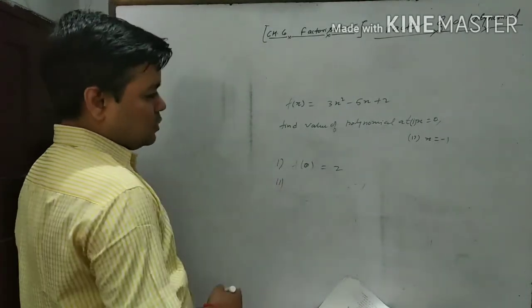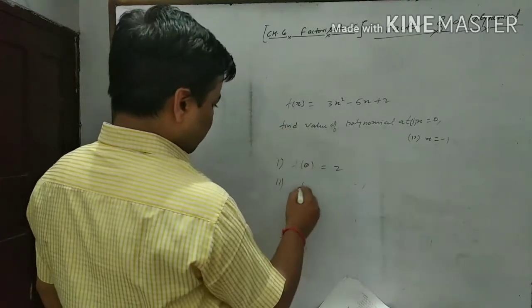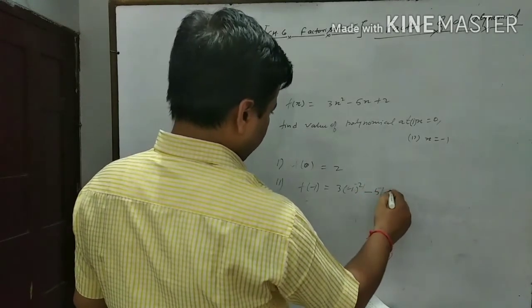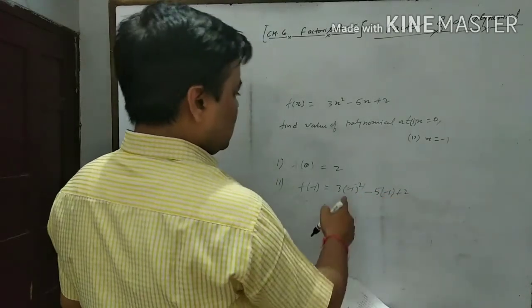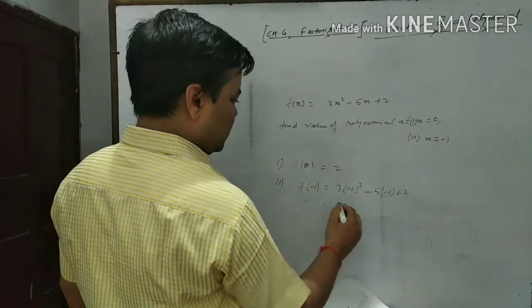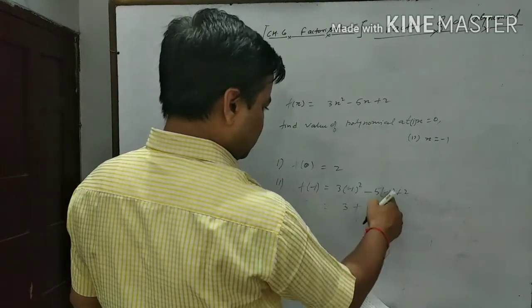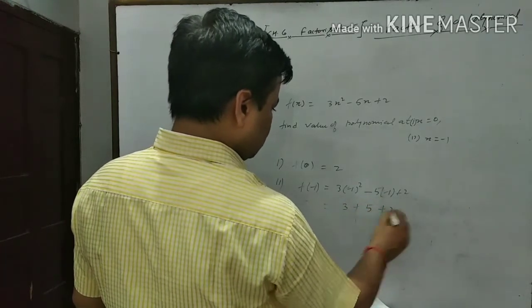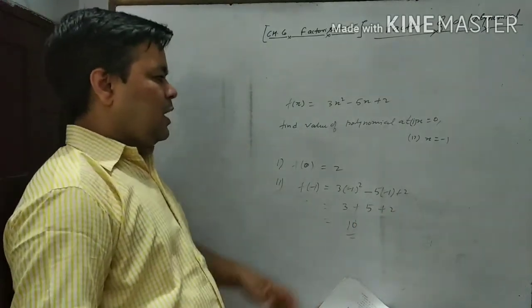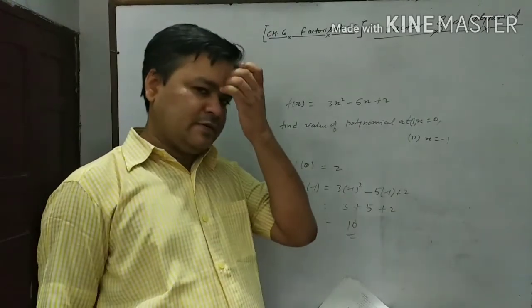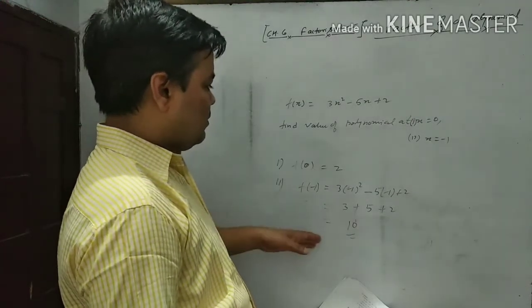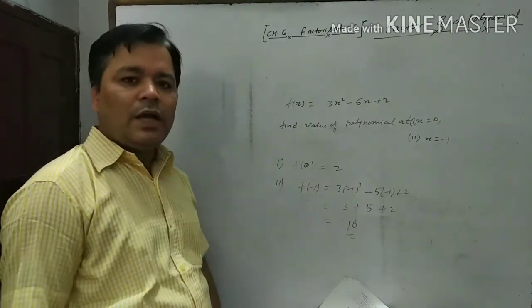Similarly, the solution of the second question will be the value of the polynomial at x is equal to minus 1. So f of minus 1 is equal to 3 times minus 1 whole square, minus 5 times minus 1, plus 2. The square of minus 1 will always be positive, so it will be 3 into 1, that is 3. Here minus 5 times minus 1 gives plus 5, and here plus 2. Its value will be 3 plus 5 is 8, and 2 more is 10. It means the value of the polynomial at x is equal to minus 1 is equal to 10. In this way we can find the value of a polynomial at any particular value of x.